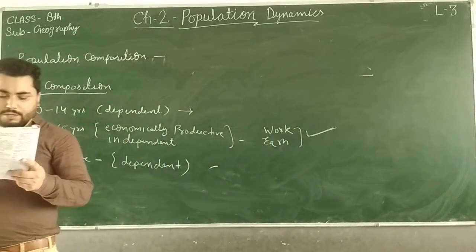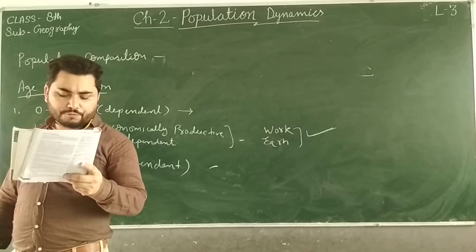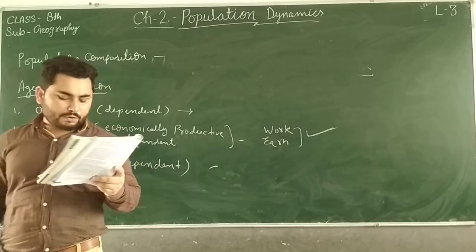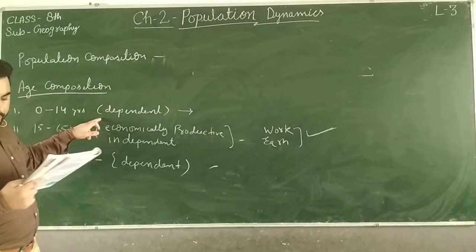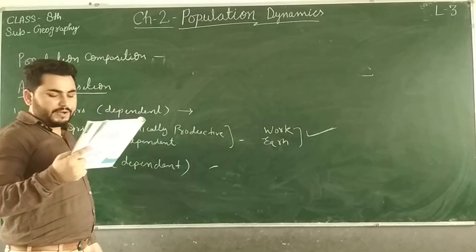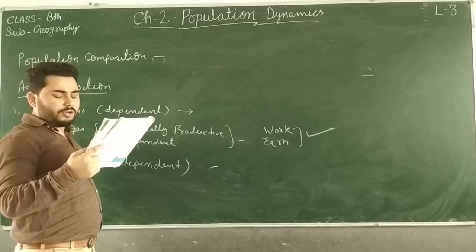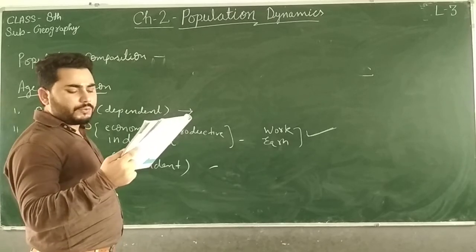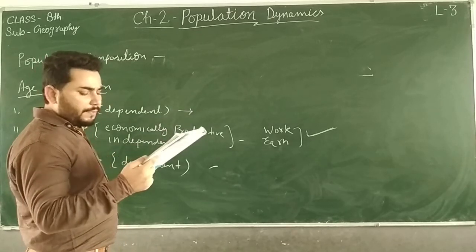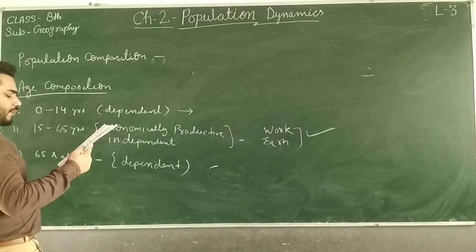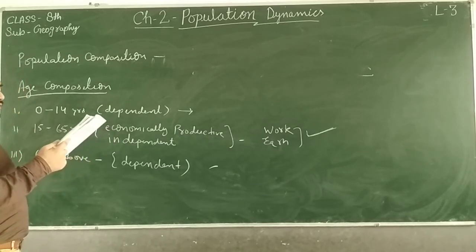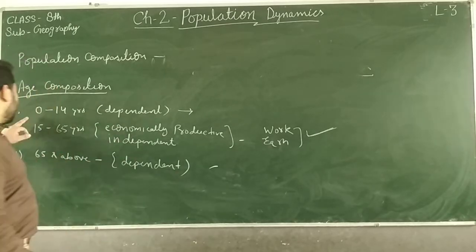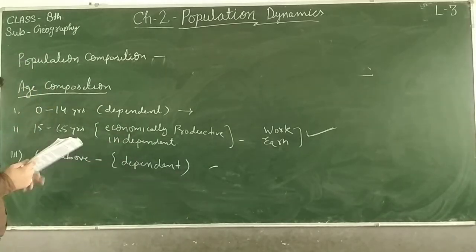So here let me read from the book. 0 to 14 years, this group consists of children requiring constant care and support along with protection. And then 15 to 65 years, these are economically productive. It is the group which is economically active and productive. The other two age groups are dependent upon them. The larger this group, the larger will be the productivity of a nation. Ideally, this group of population of any nation should be the largest.